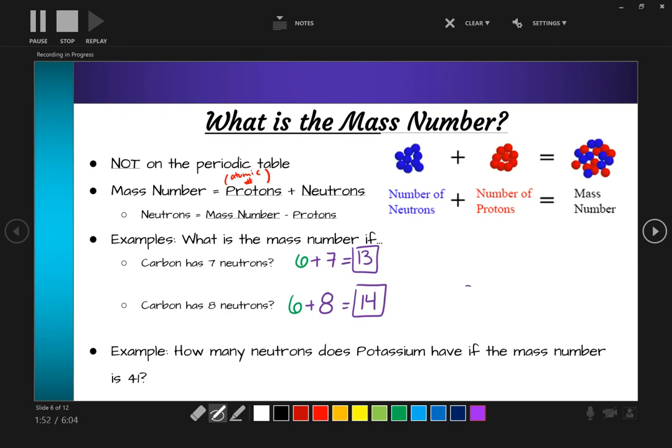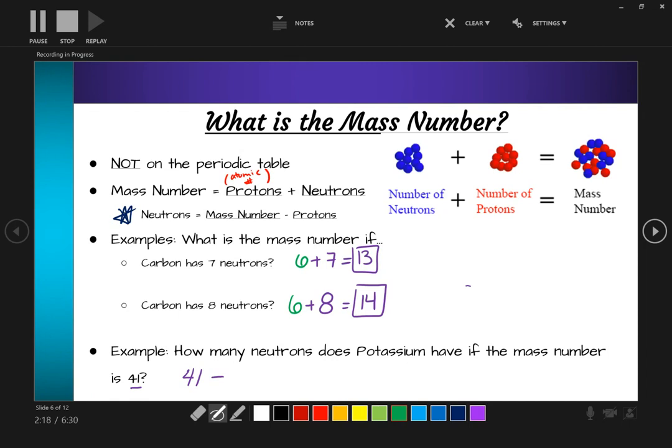Let's try going the other way. How many neutrons does potassium have if the mass number is 41? Well, remember from our equation up above that neutrons is equal to your mass number minus protons. So our mass number here was given to us. So 41 minus, how many protons do we have?